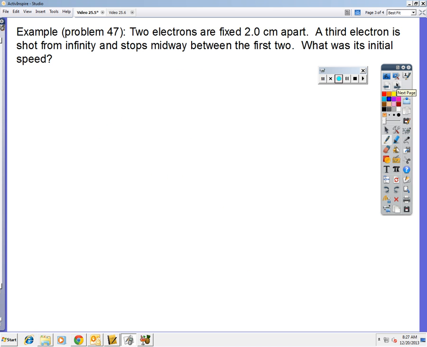Now, an example of how you'd use this: you've got 2 electrons that are fixed 2 centimeters apart. So here's an electron, here's another electron, that's 2 centimeters. We're taking a third electron, we're shooting it in from infinity. So it starts out with some velocity, and it has exactly the right speed that it stops halfway between the first 2. Question is, what was that initial speed? Now this is a conservation of energy problem.